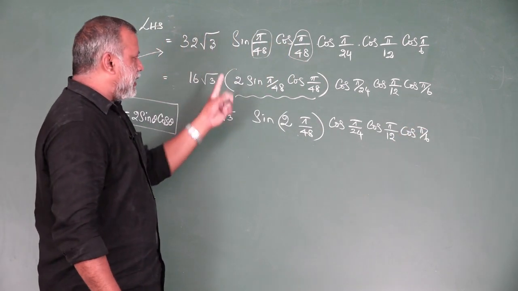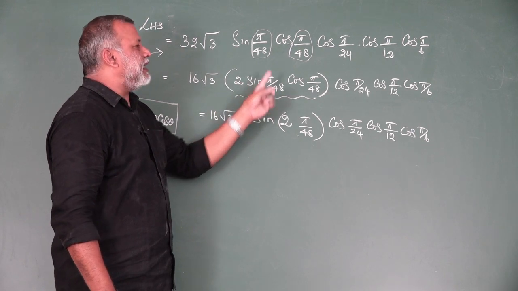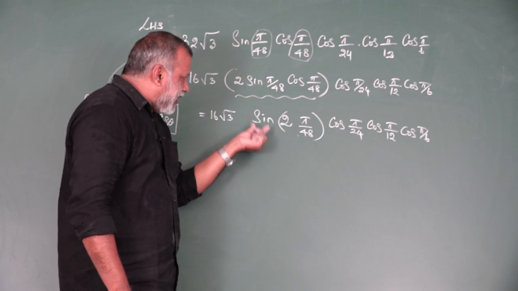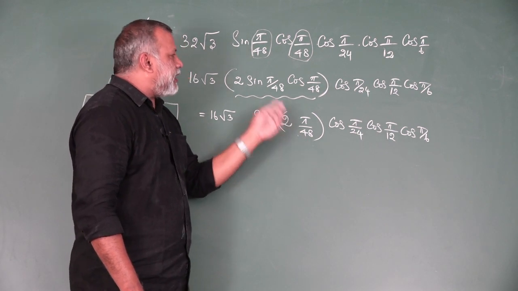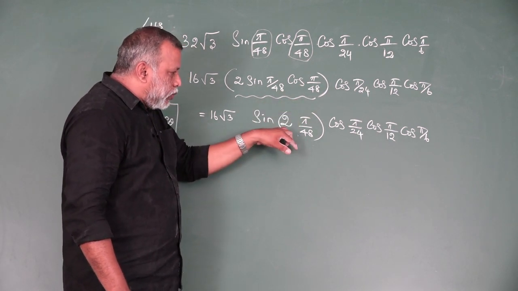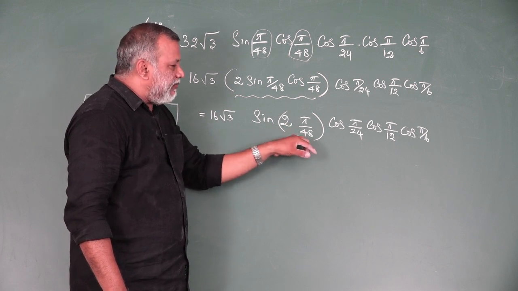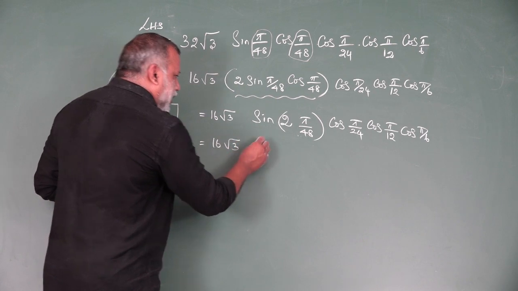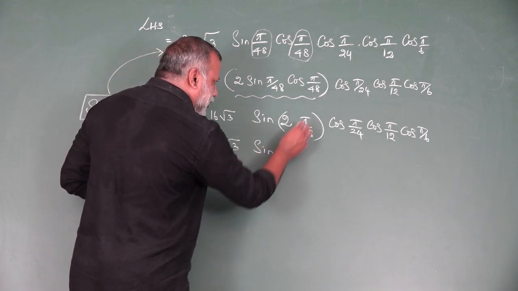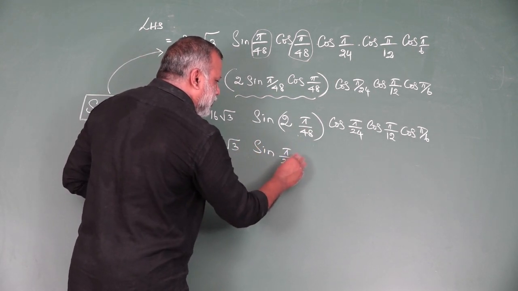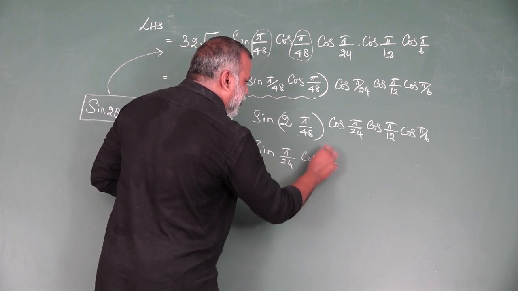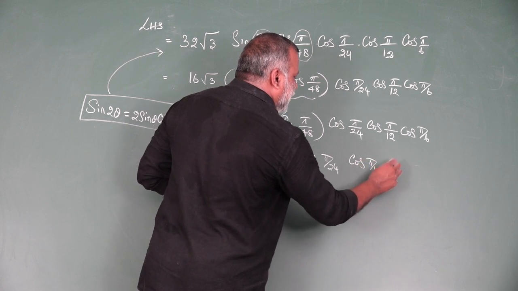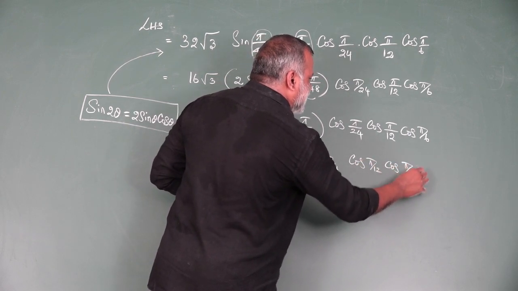See this one, it is in the form of 2 sin theta cos theta. That is the logic behind this one. So we can simplify sin 2 theta. Instead of theta, use pi by 48. These 2 and 48 will be removed now. Listen to this one, 16 root 3. Now I can say sin pi by 24, again cos pi by 24, again cos pi by 12, again cos pi by 6.